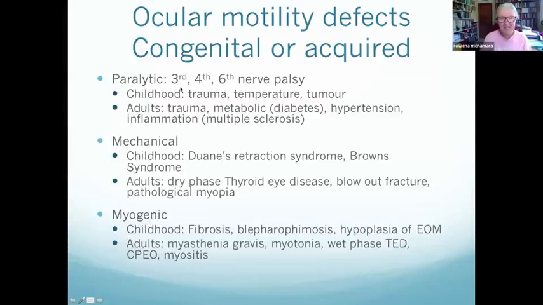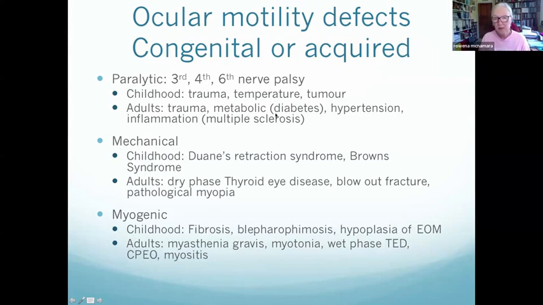everything else. In childhood, the most common reasons for damage to those nerve roots or the nerve centers, the nerve nuclei in the brain, would be the 3 T's: trauma, temperature, and tumor. So we call that the 3 T's. In adult life, paralytic squint again could be due to trauma to the head, to the eye itself, or to the back of the head, which would cause a 4th nerve palsy.